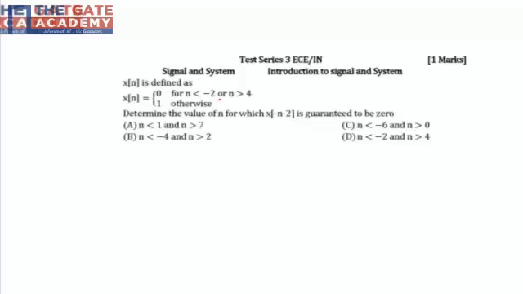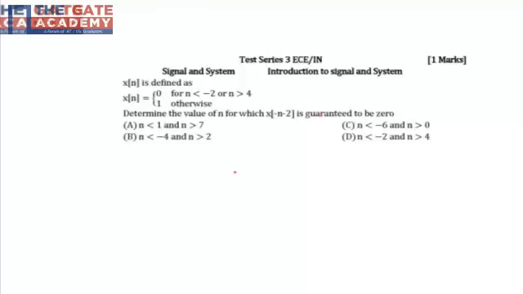Students, the following question is from test series 3, subject Signals and Systems, chapter Introduction to Signals and Systems, and the question is asked for 1 mark. The question is: x of n is defined as x of n equal to 0 for n less than minus 2 and for n greater than 4, otherwise it is 1. We are supposed to determine the value of n for which x of minus n minus 2 is guaranteed to be equal to 0.